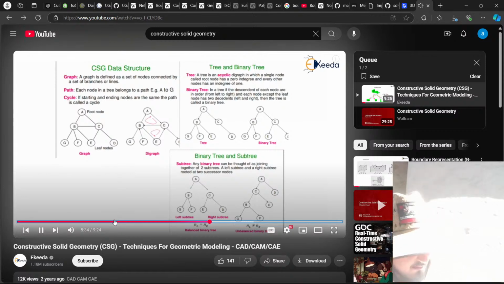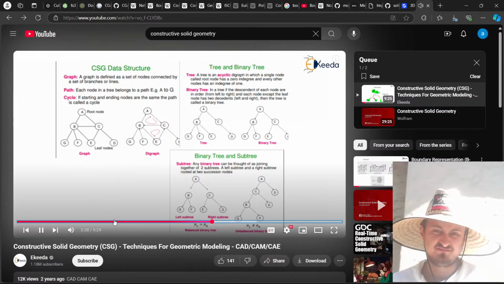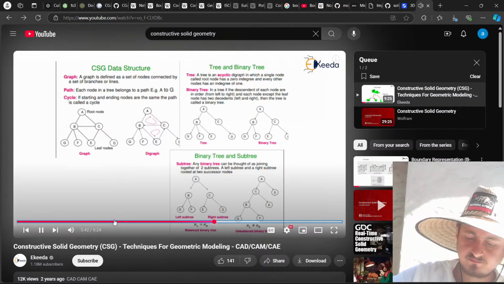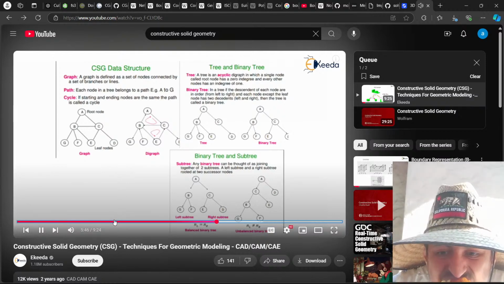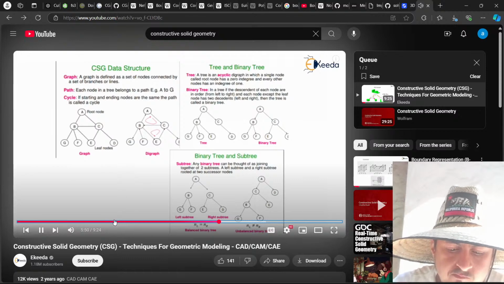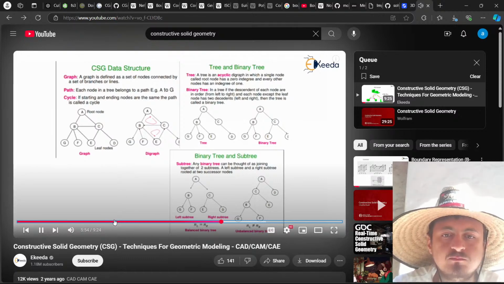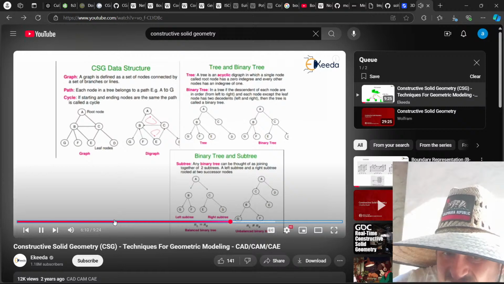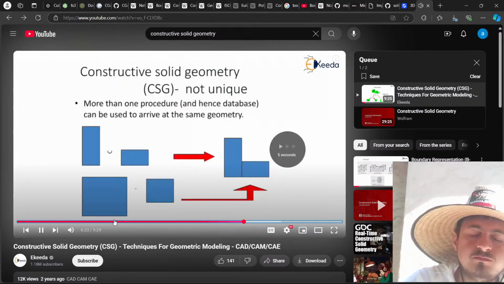While a binary tree is a tree where the descendants of each node are ordered from left to right, and each node except the leaf nodes has two descendants. Then the tree is called a binary tree. B has G and F separately, while A has C and D separately. Those are not joined. That is a tree. What is a binary tree? A to B, B to G and F, and C to E and F. This example is shown in the figure.